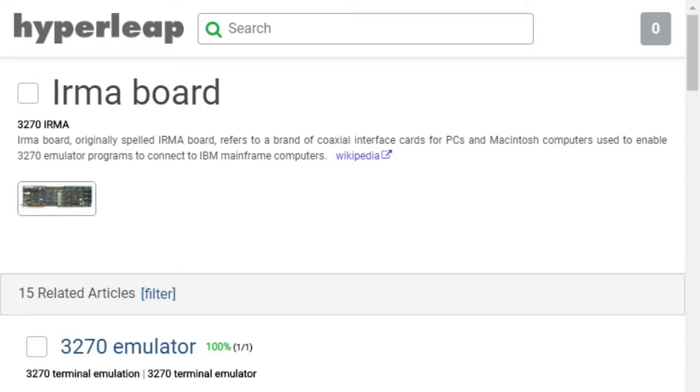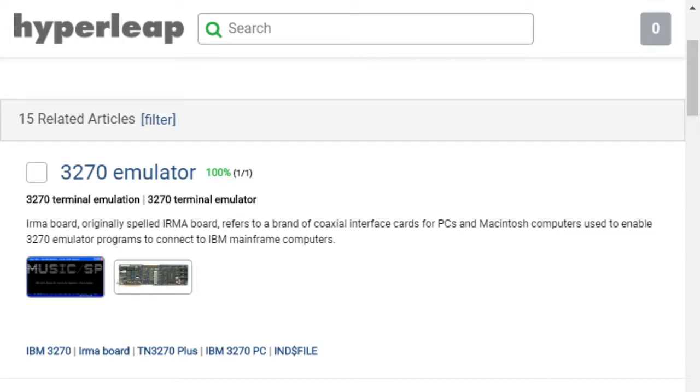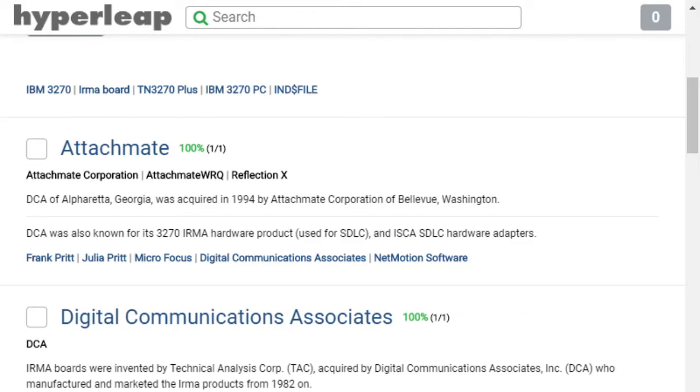When I searched for Irma and Forte and DCA and Attachmate, it's just a description of some of these links out there. And as I worked my way through, here's a hit for Attachmate: DCA of Alpharetta, Georgia was acquired in 1994 by Attachmate Corporation of Bellevue, Washington. And DCA was also known for its 3270 Irma hardware product used for SDLC. That's the synchronous data link control, I think.